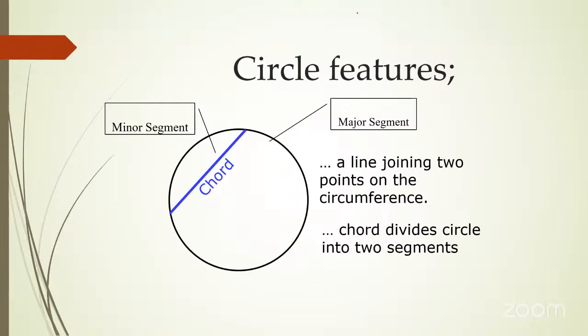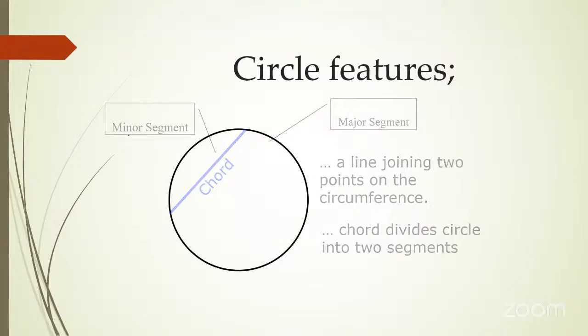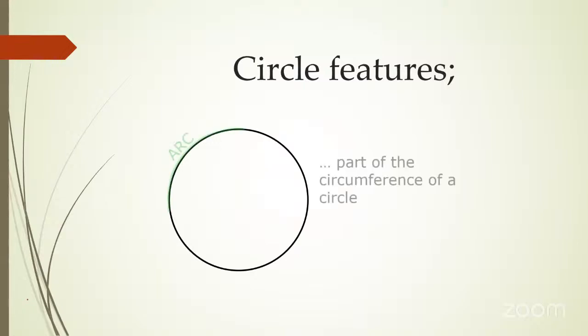So right here, we have a minor sector and the major sector. As the name suggests, the minor is the smaller portion and the major is the larger portion. Now this part is the arc, a part of the circumference. And of course, we have a major arc and we have a minor arc.